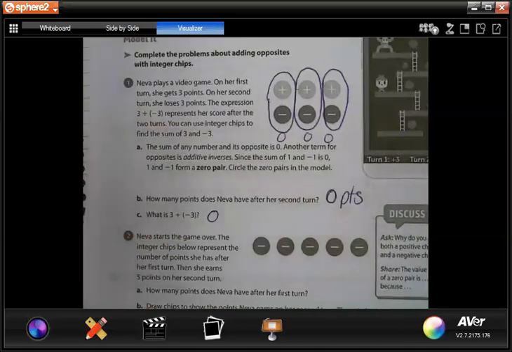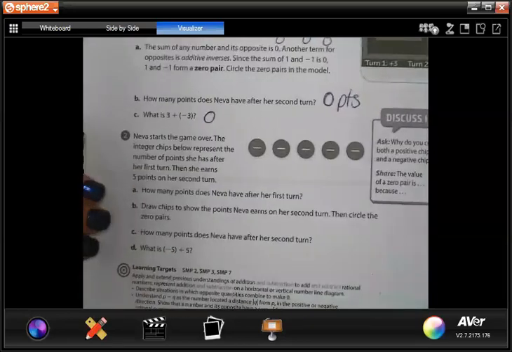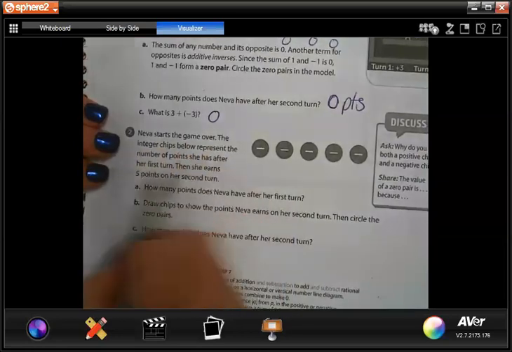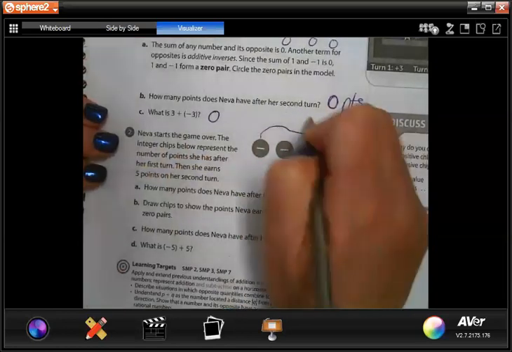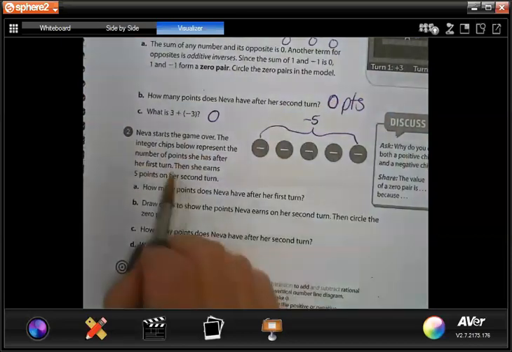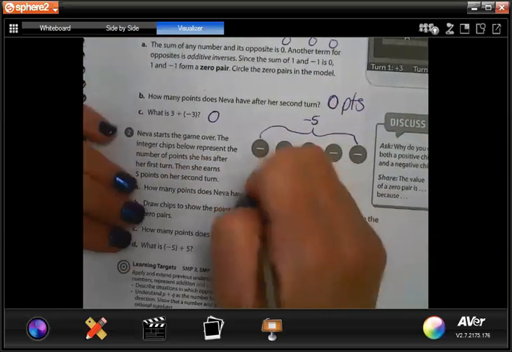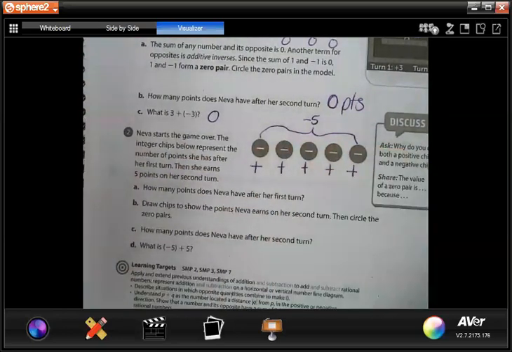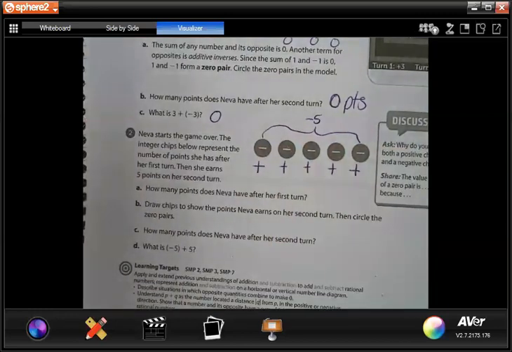Okay. Well, let's look. She starts and she plays this game again. Neva starts the game over. The integer chips below represent the number of points she has after her first turn. So it looks like she ends up having -5 points. So she must have lost 5 points. But then her second round, she earned 5 points. Okay, so that's showing her earning 5 points.